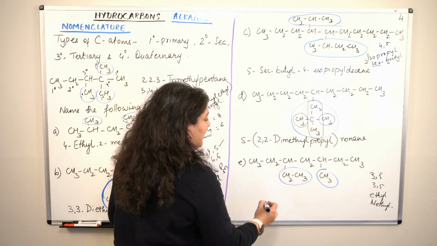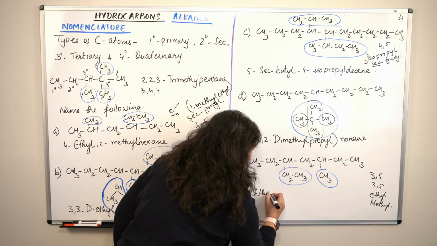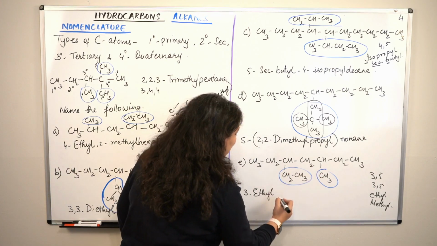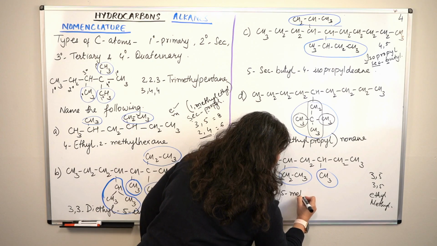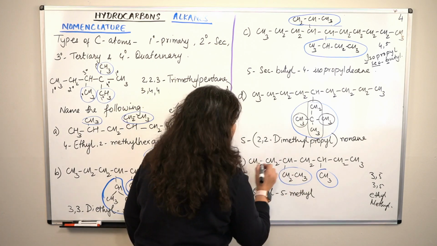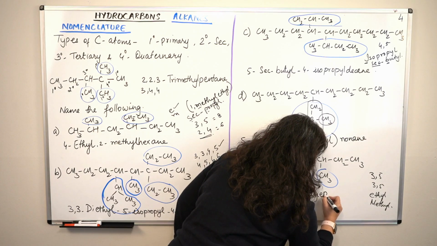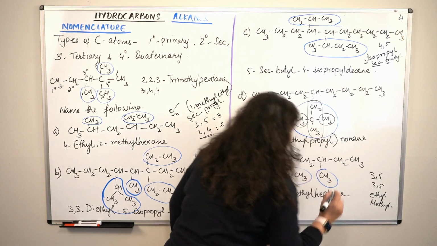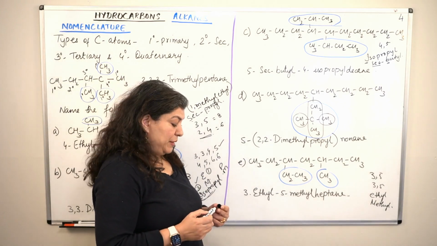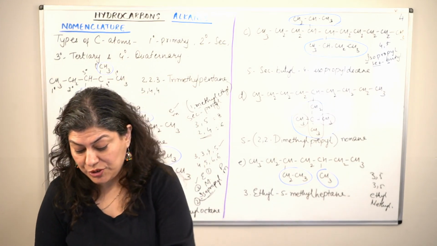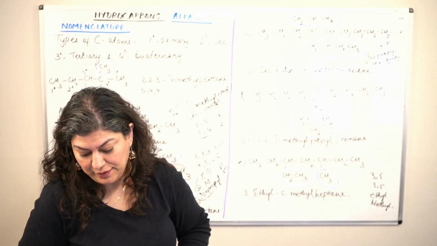So we'll say it is 3-ethyl, right? 5-methyl, and 1, 2, 3, 4, 5, 6, 7, heptane. Right? 3-ethyl, 5-methyl, heptane will be the name of this compound. 3-ethyl, 5-methyl, heptane.